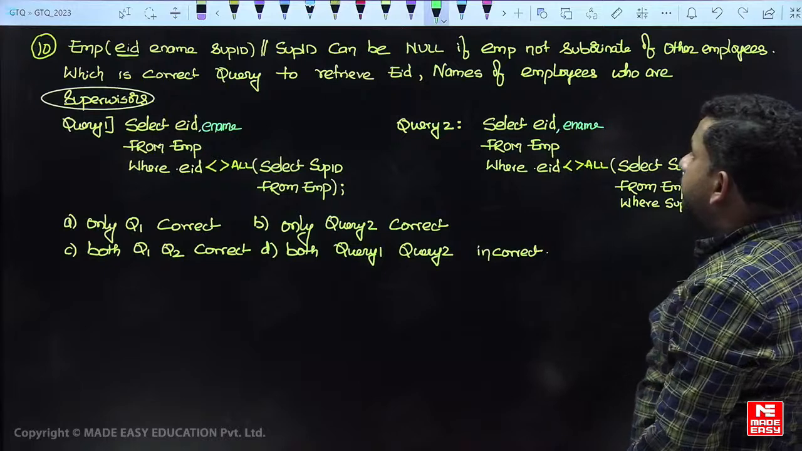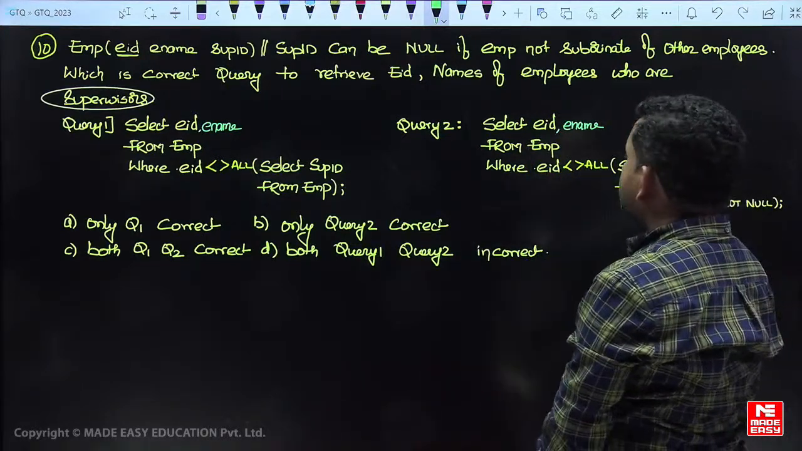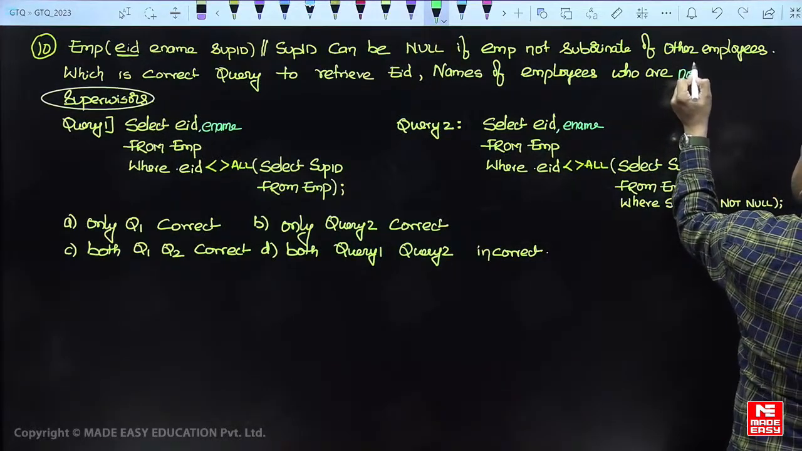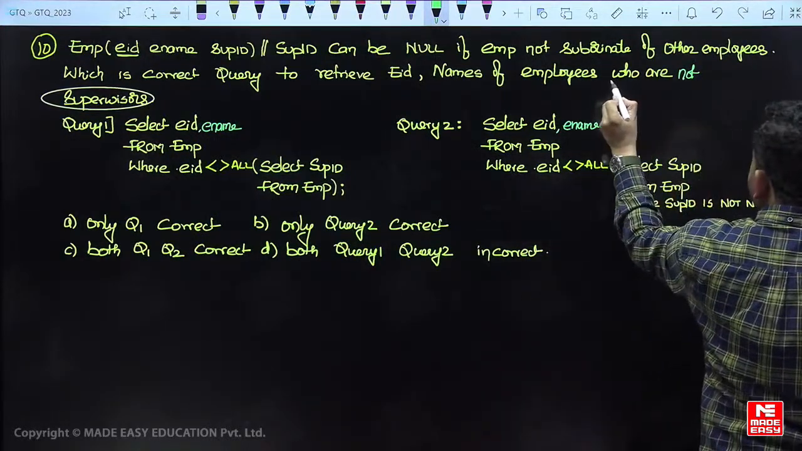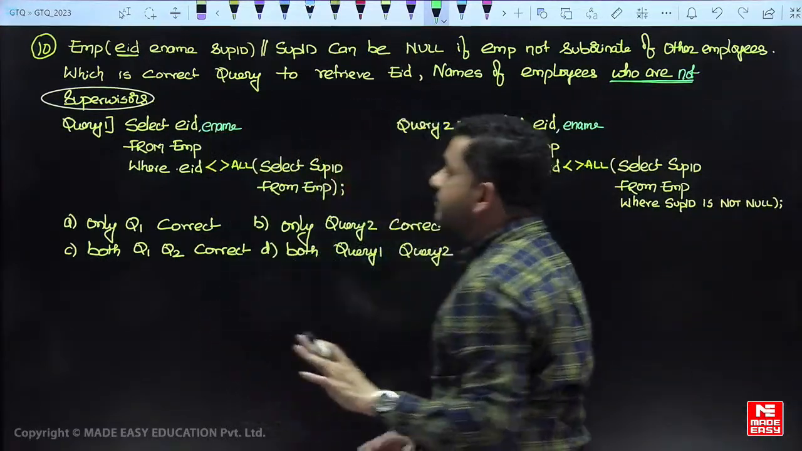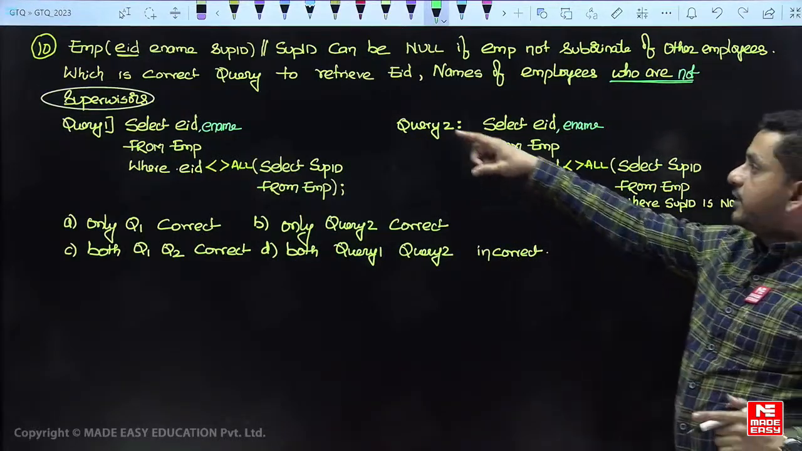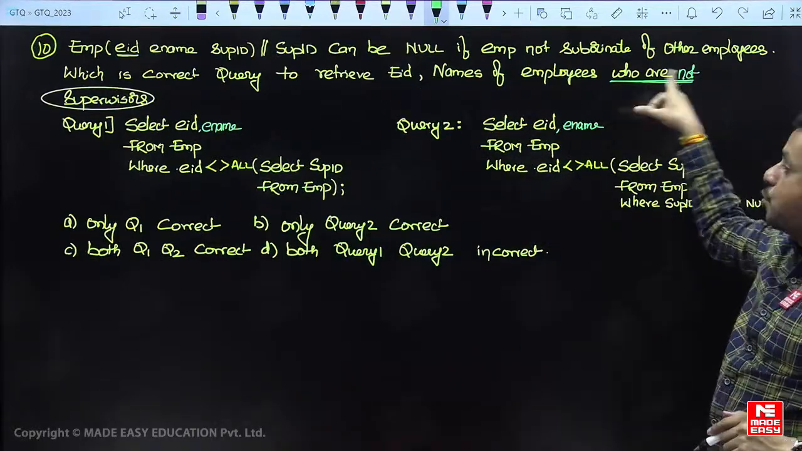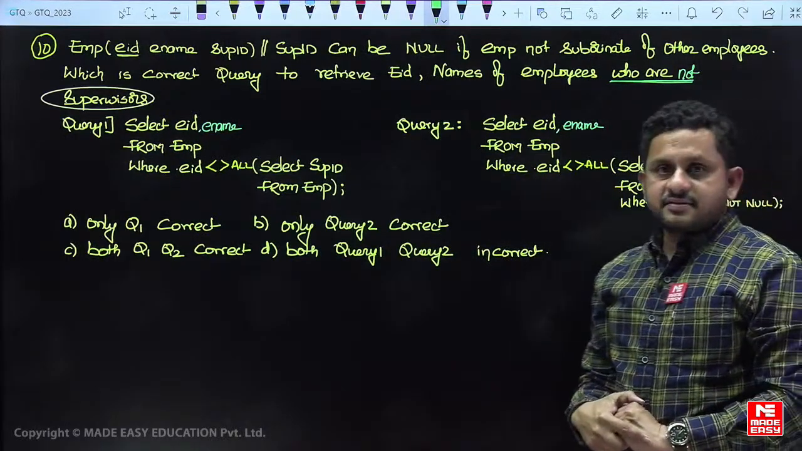The question retrieves the employee IDs and names of the employees who are not supervisors. Not the ones who are supervisors, but who are not supervisors. Supervisor ID can be null. Which is the correct query to retrieve the employee IDs and names of the employees who are not supervisors? So think and answer.